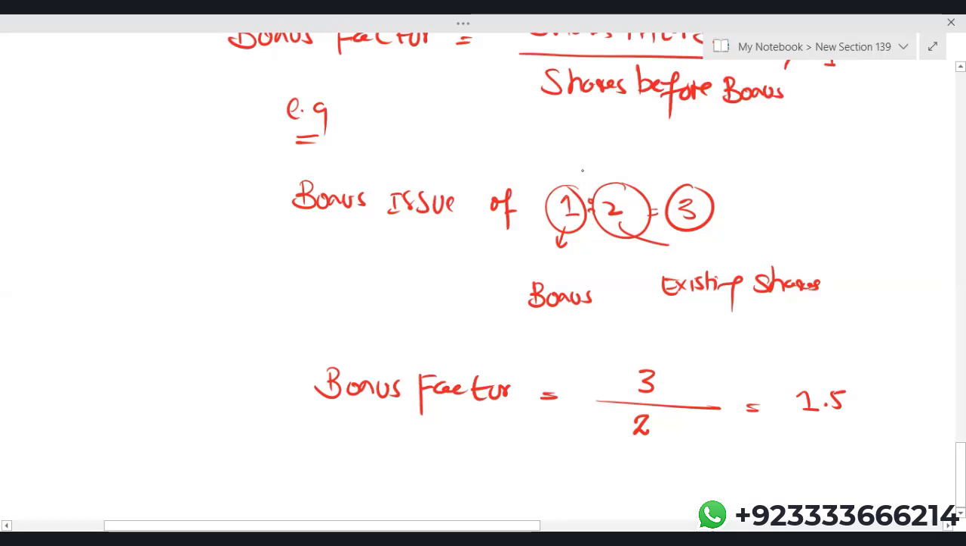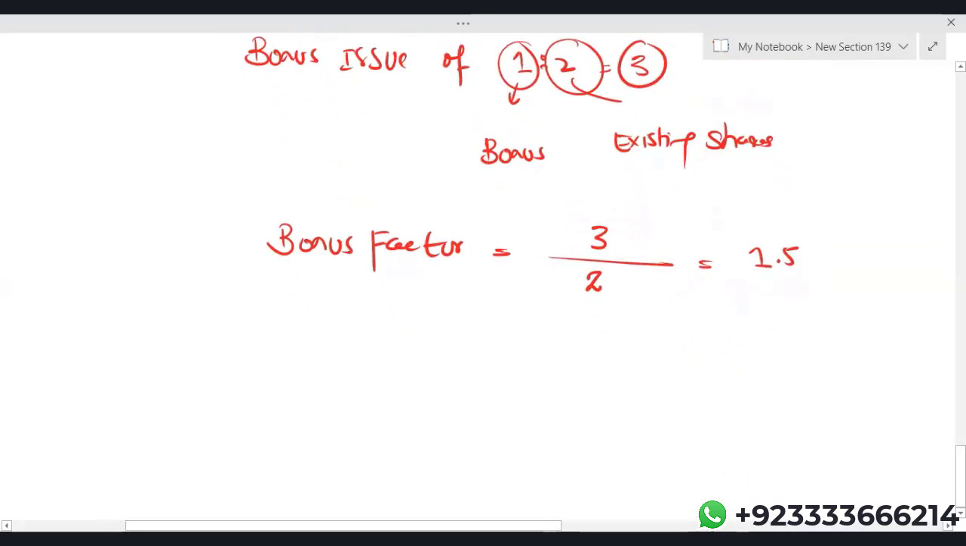Okay. Another possibility. For example, if the examiner says there's a bonus issue of 2:7, logically, 2 is the bonus issue.